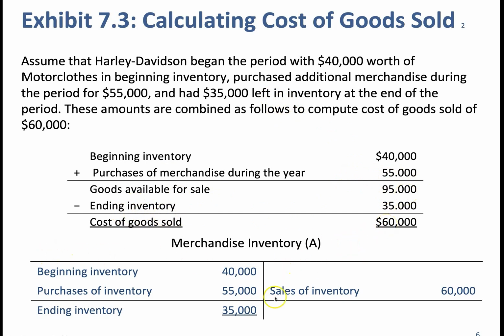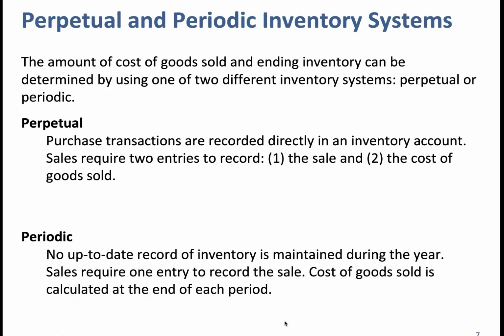If you look at a T account for merchandise inventory, you will see the beginning inventory 40,000, purchases 55,000, and ending inventory 35,000. So how do we start from 40, add 55, and become 35? It's because we have a credit side of 60,000. You can see this 60,000 can be calculated from the T account perspective.